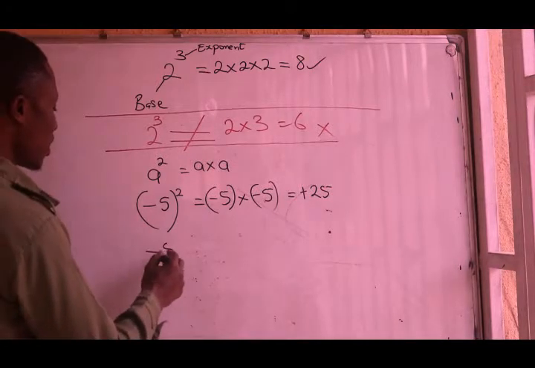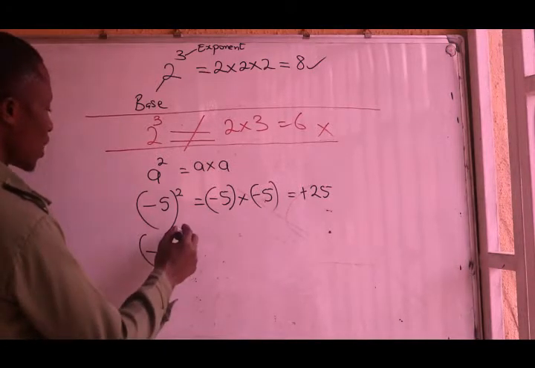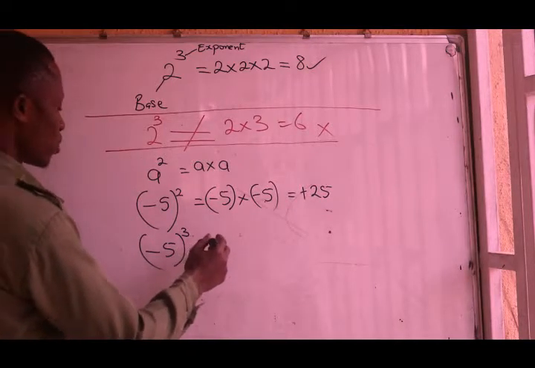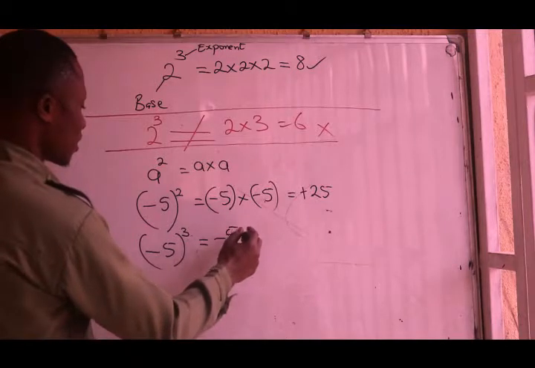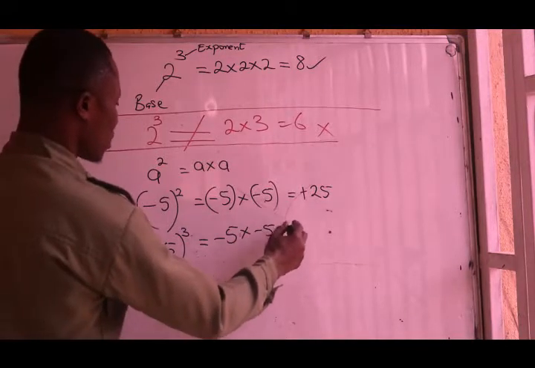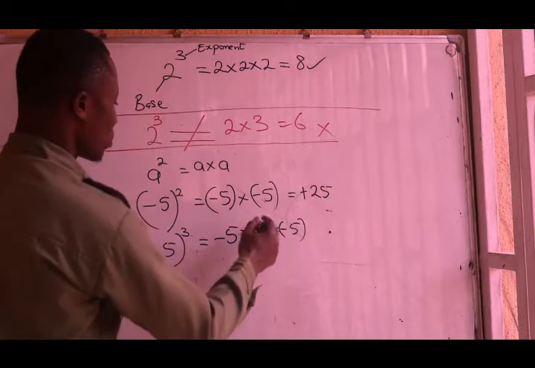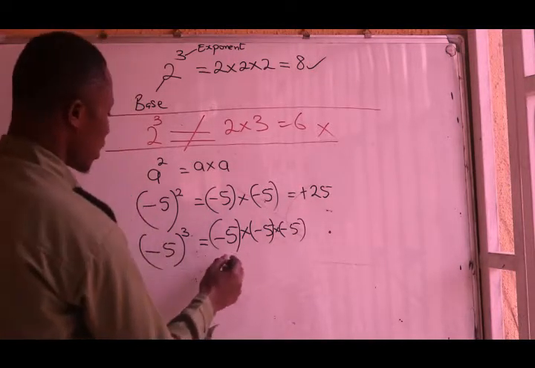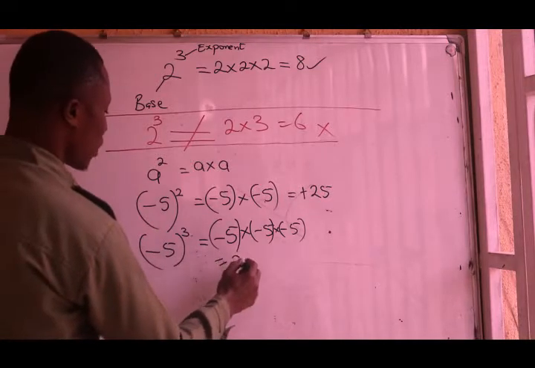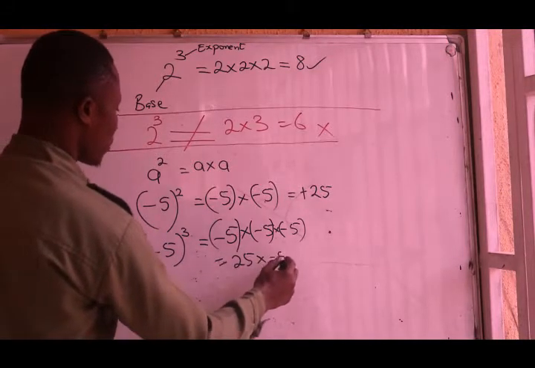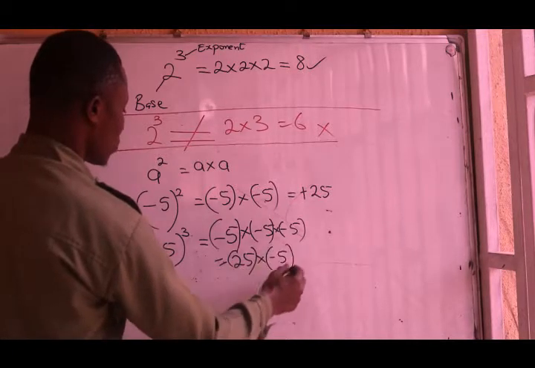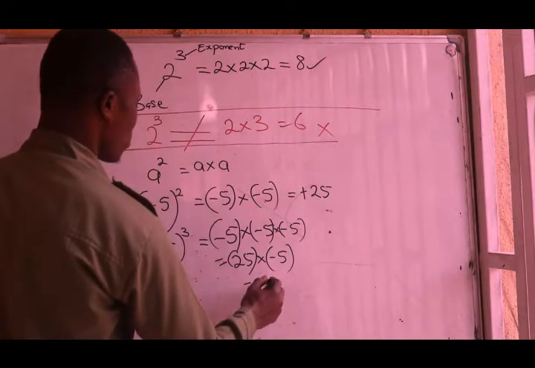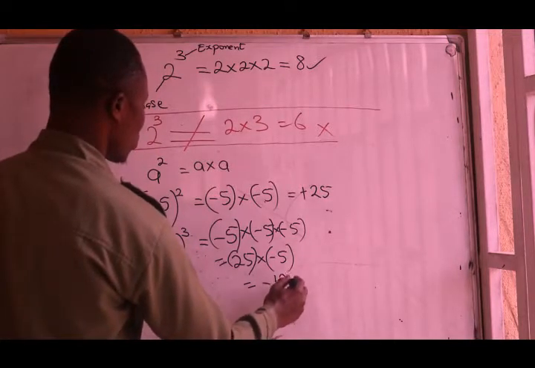The base can be a negative number with an odd index. This will give you minus 5 times minus 5 times minus 5. Put this in parentheses. Simplifying it further, you have 25 times minus 5, and this is equal to minus 125.